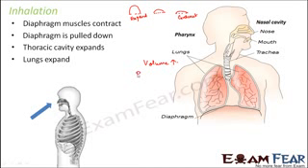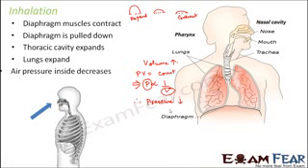Now we know that PV is a constant, that is, pressure into volume is constant. That is what we know from our basic knowledge. Now when volume increases, what will happen to the pressure? When volume increases, pressure decreases because pressure is inversely proportional to volume. Therefore, when the lungs expand, the volume inside the lungs increases, and the pressure inside the lungs decreases. So the air pressure inside the lungs will decrease.